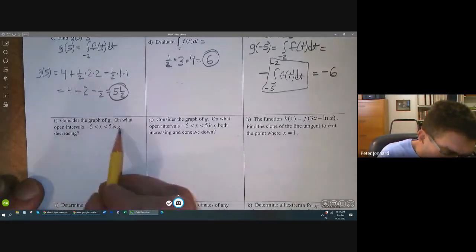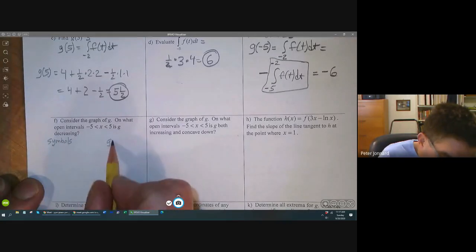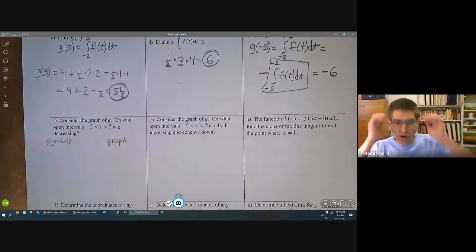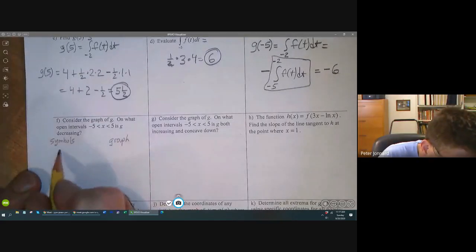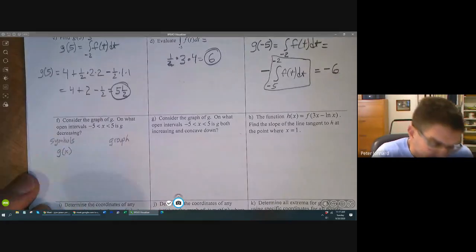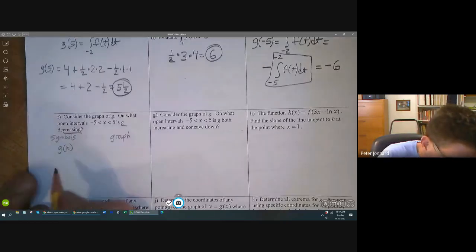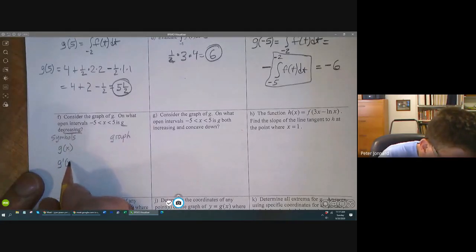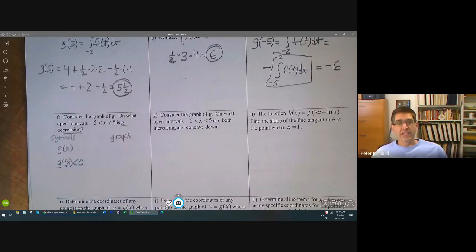There's a couple of ways to do this. You can think of this in terms of symbols, and you can think of this in terms of the graph. All of us are going to have a different preference, but you need to be flexible and look at both. If G is decreasing, that's talking about its derivative. That would be G prime of X is less than 0. The derivative is negative, and that would make G decrease.